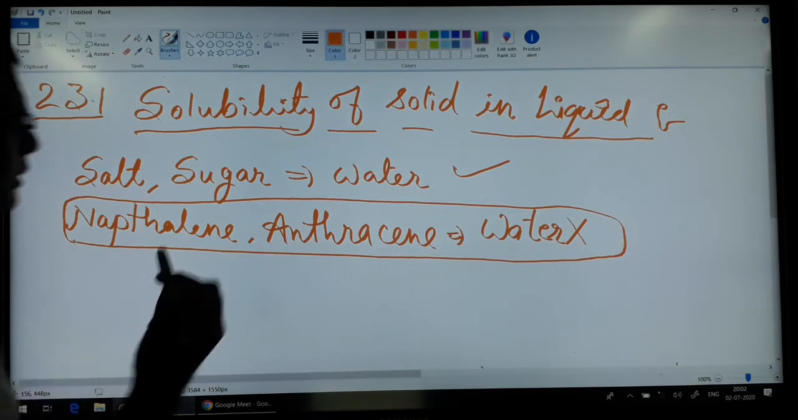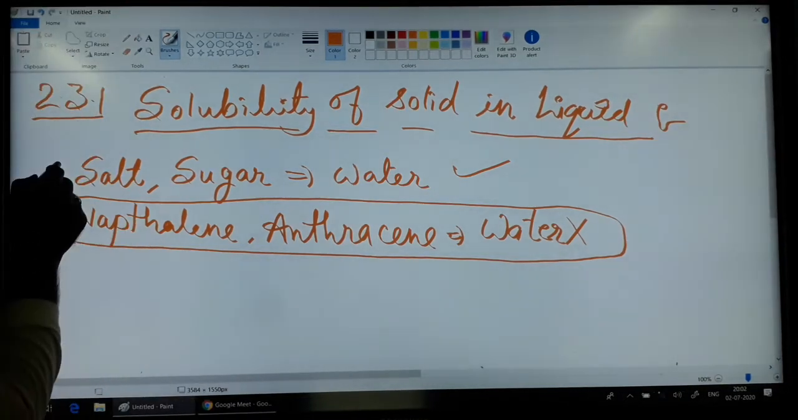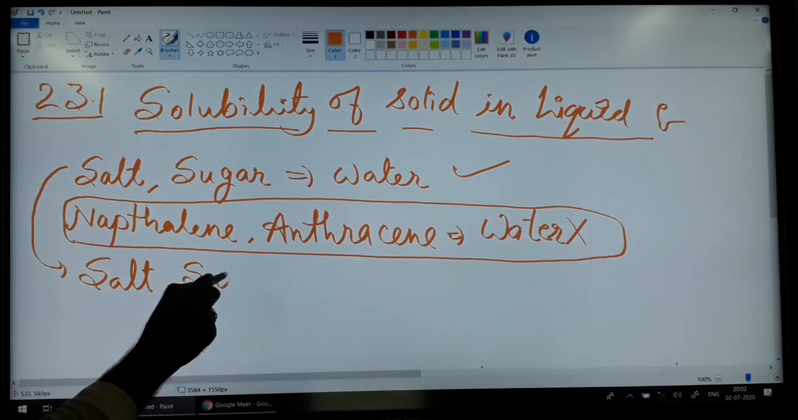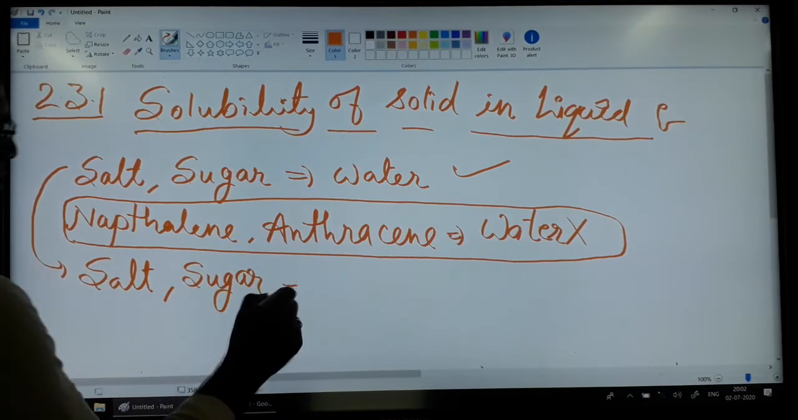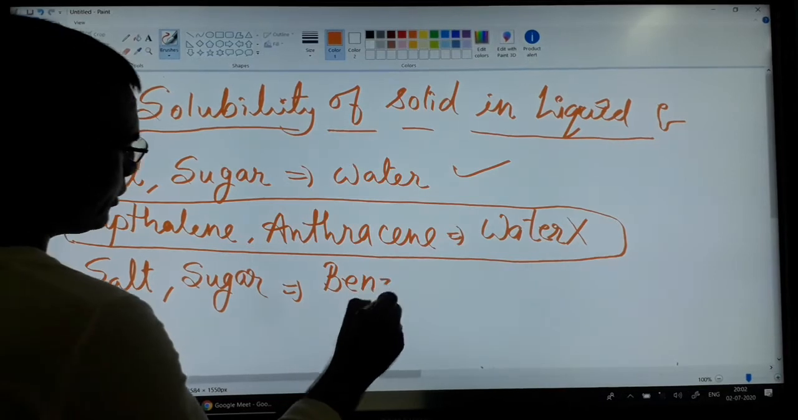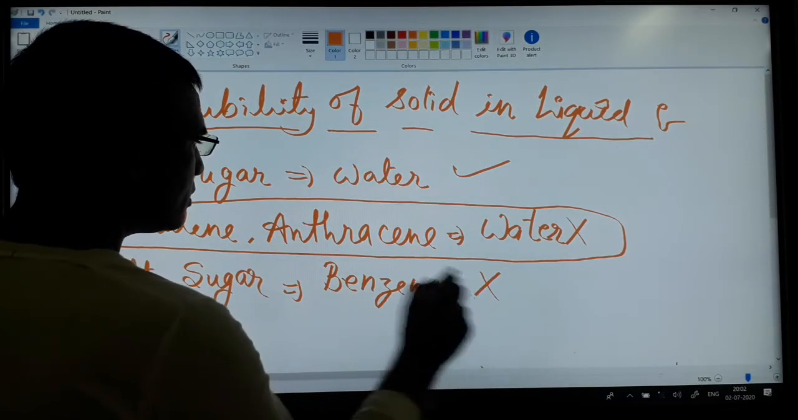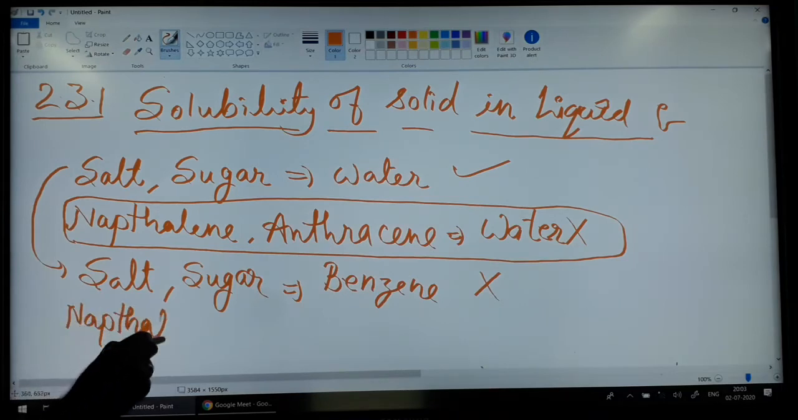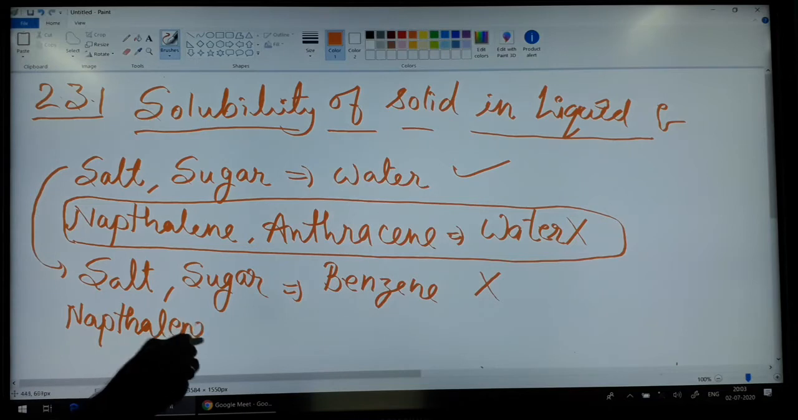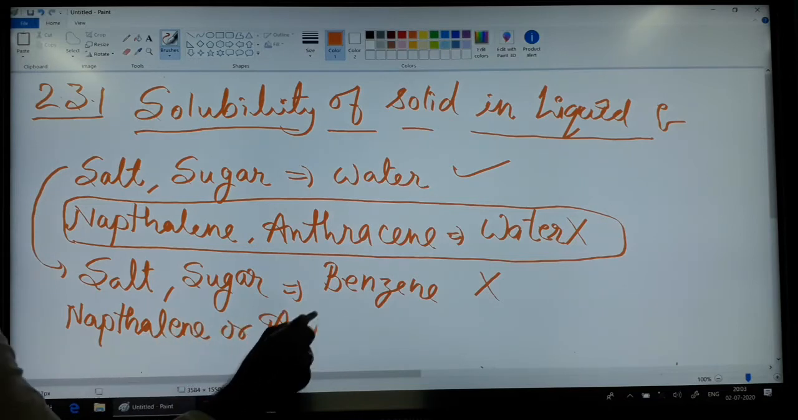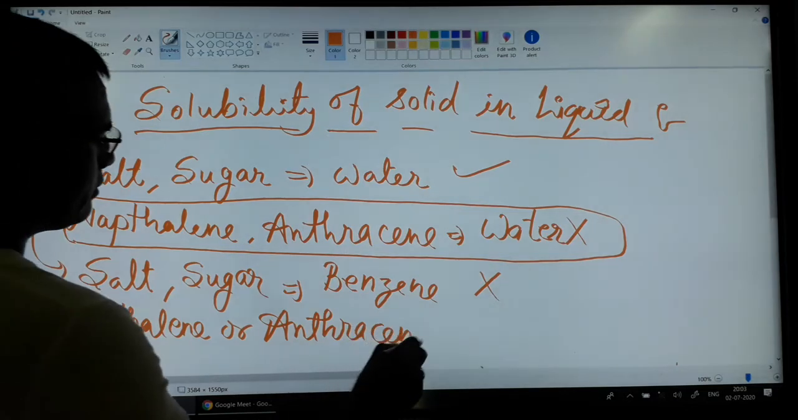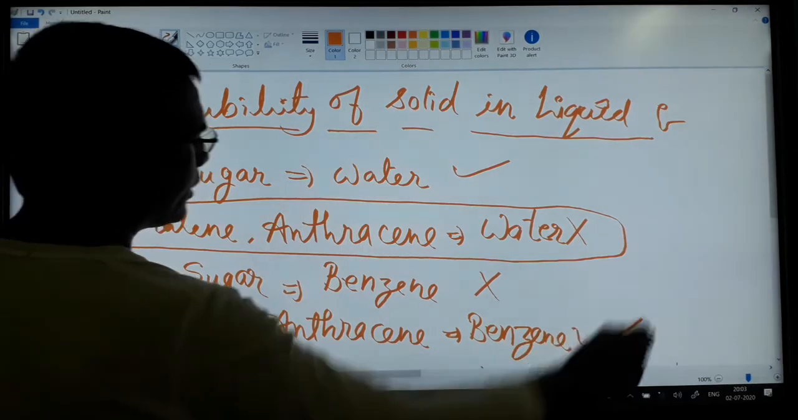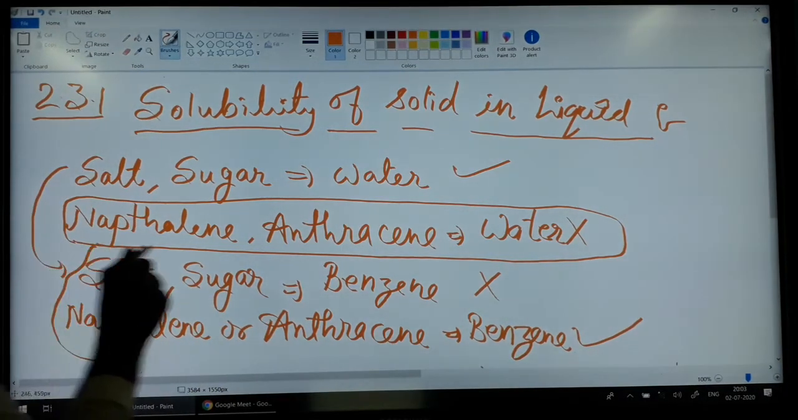Now what is the problem? Let us see the next example. If you are asked to dissolve salt or sugar in benzene, are you able to dissolve? Of course not. Then again, if you are asked to mix naphthalene or anthracene in benzene, you can dissolve. Now the important concept is here.